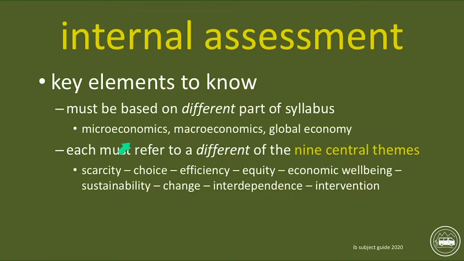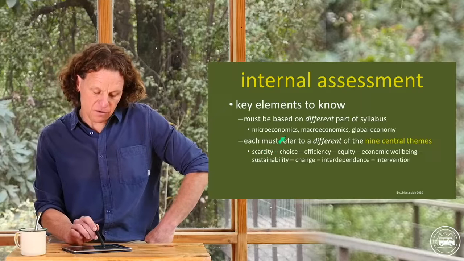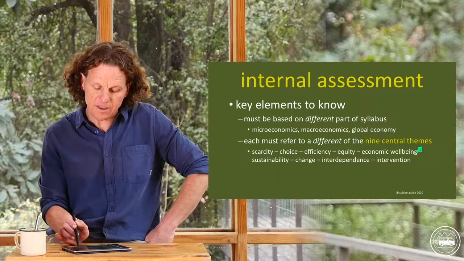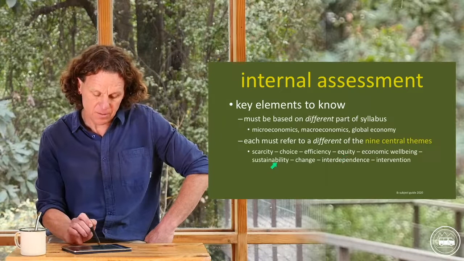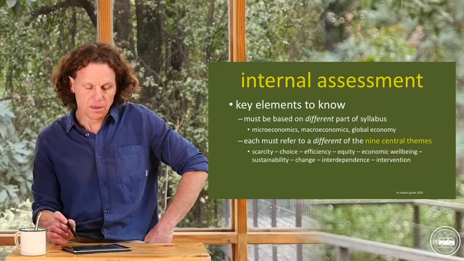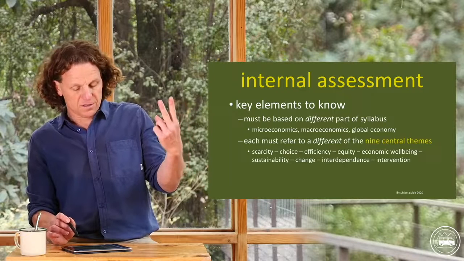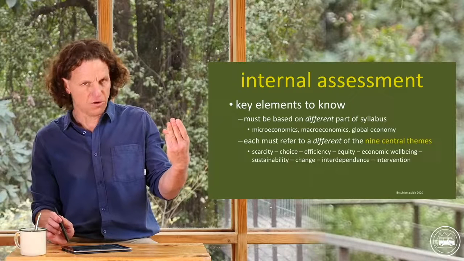If you are HL, micro for you would include market power plus macro plus global economy, okay? Each IA, internal assessment or commentary, must refer to a different one of the 9 central themes, which are scarcity, choice, efficiency, equity, economic well-being, sustainability, change, interdependence, and intervention, okay? So, different news source, different part of the syllabus, different central theme. Okay, so no replication, in other words.